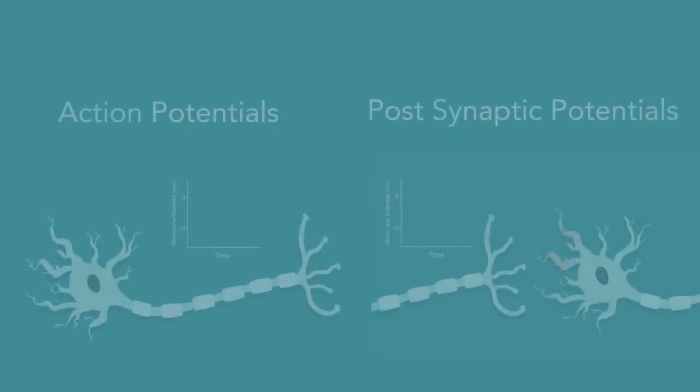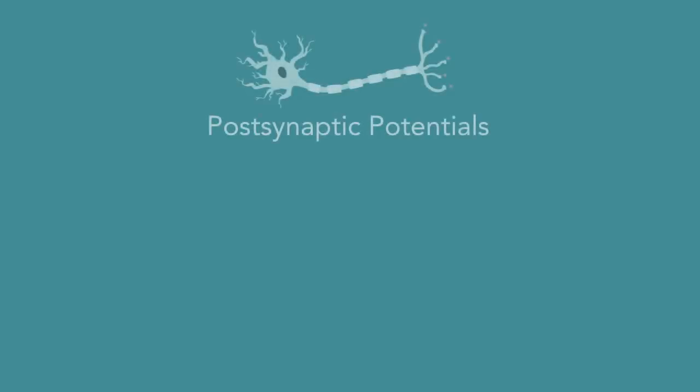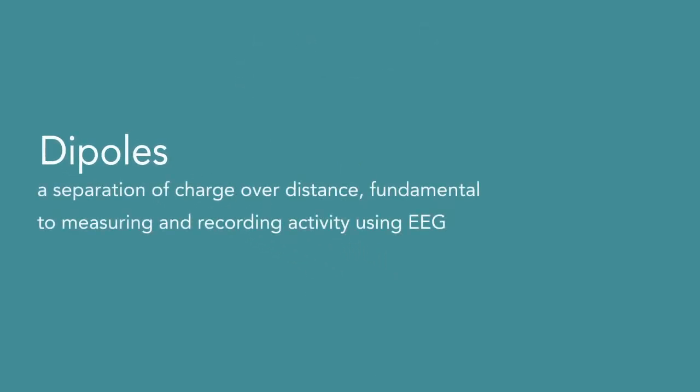In the first animation, we discussed how neurons communicate with each other and presented some of the differences between action potentials and postsynaptic potentials. In this video, we will discuss how these properties of postsynaptic potentials generate dipoles. Dipoles are defined as a separation of charge over distance and are fundamental to measuring and recording activity using EEG.